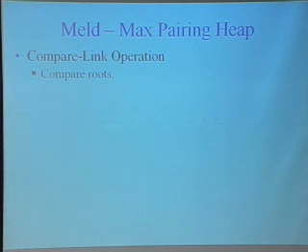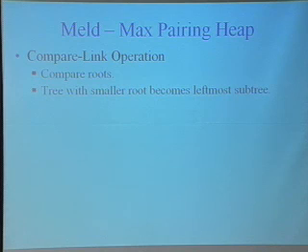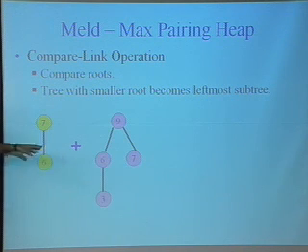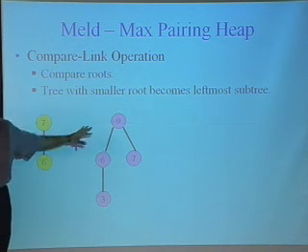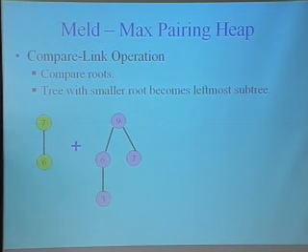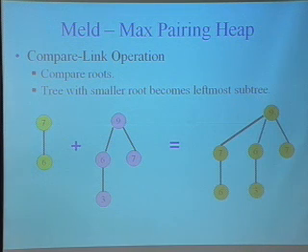What you do is you compare the 2 roots, and since you want to build a max tree, the fellow with the smaller root becomes the child of the fellow with the bigger root. So if you have this as one of your max trees and you have that as the other, we'll compare the 2 roots. This fellow is smaller, so this needs to become a subtree of the 9. And it will become the leftmost subtree.